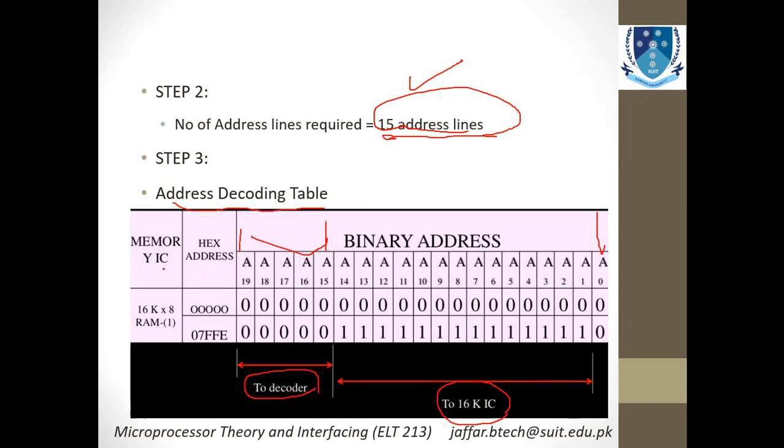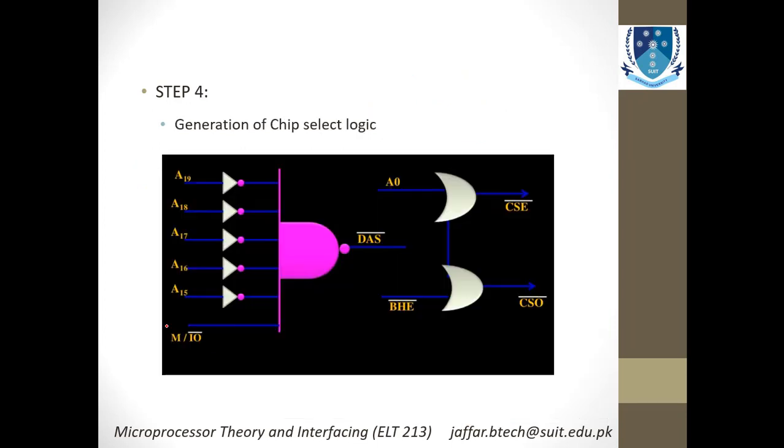So this is your memory IC, this is the hex address, and all the bits are 0. This is basically your RAM, 16 cross 8 RAM, and this is the first one. You can see the even or the odd. We have already taken one.